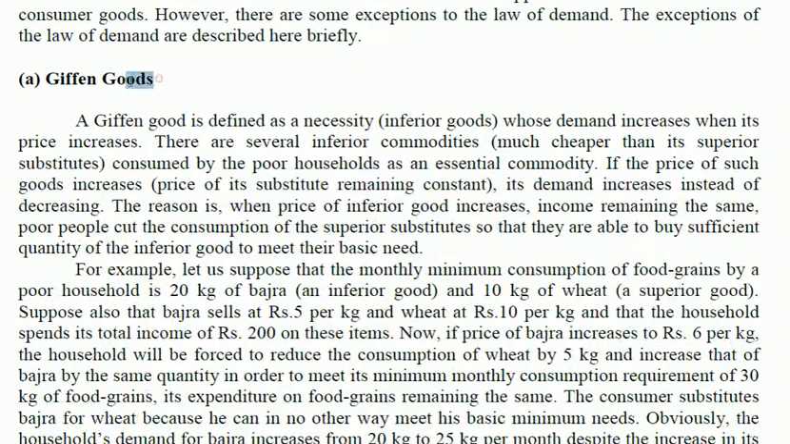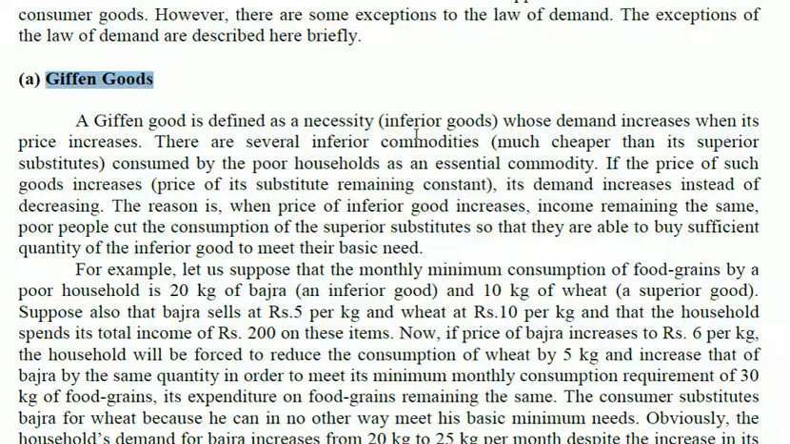Why? Because there are three things. First is about Giffen goods. Giffen goods are defined as necessity goods, and can also be called inferior goods. A necessity good is very much necessary. All the consumers use these types of goods, whose demand increases when the price increases. It should have happened in the reverse way, like in the law of demand, but it doesn't happen like that. The demand will also increase when the price increases.